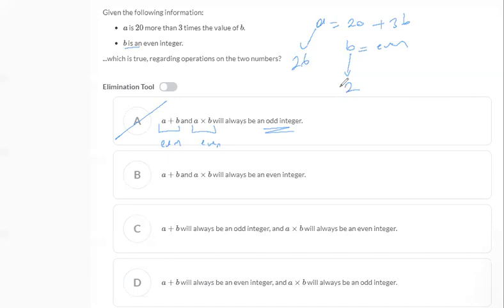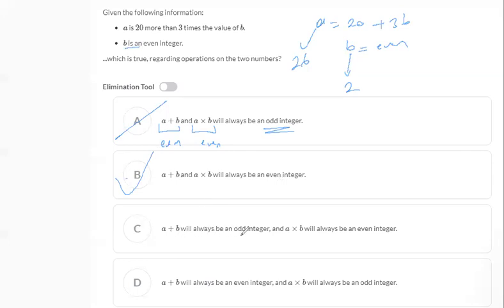You can plug 26 and 2 into this part. You'll see that those are always going to be even numbers, which is not odd. So part B says these two are even numbers. Okay, I think we have this one for sure. And let's check the other two just to be sure.